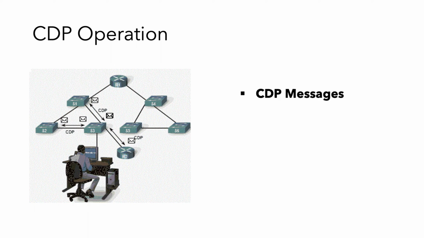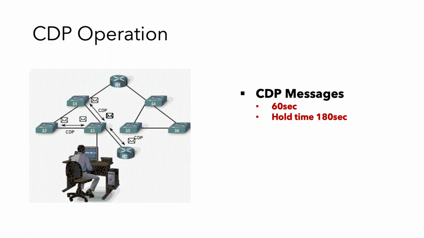CDP sends messages every 60 seconds by default, with a hold timer of 180 seconds. All Cisco devices receive CDP packets, process them, and cache the information in the packet. But Cisco devices will never forward a CDP packet. If any information changes from the last received packet, then the new information is cached and the older information is discarded, even if its time to live value has not yet expired.